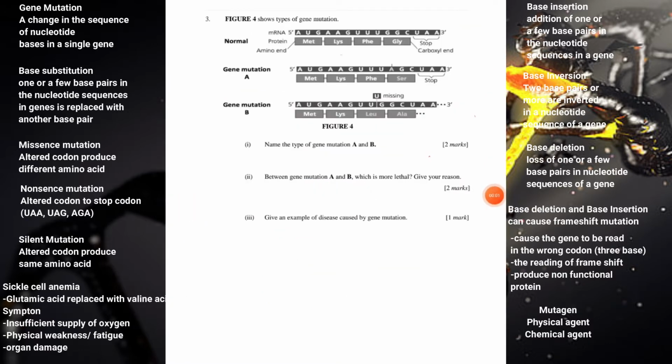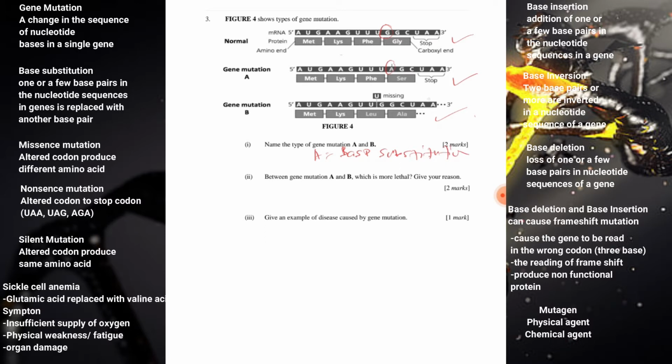Number 3, figure 4 shows type of gene mutation. Normal here, gene mutation A, gene mutation B. As you know, we have 4 type of gene mutation: base substitution, base insertion, base deletion, and base inversion. So now name the type of gene mutation A and B. Okay, A, look here, guanine is replaced by adenine. So A is referred to base substitution.